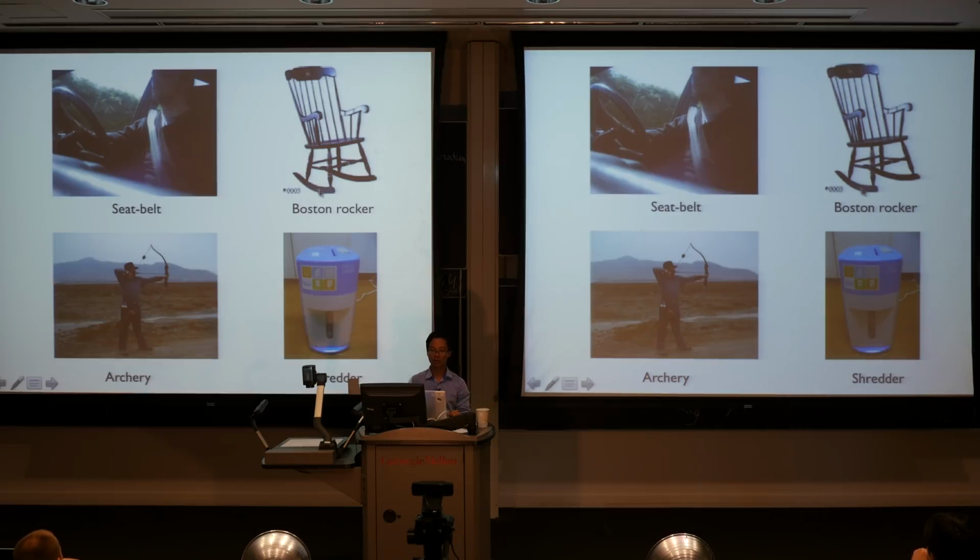For this image, I would say that's a chair, but the network says it's a Boston rocker. So it's a specific type of chair. So it's accurate. I think that's good. This image right here, I couldn't even tell what that is.